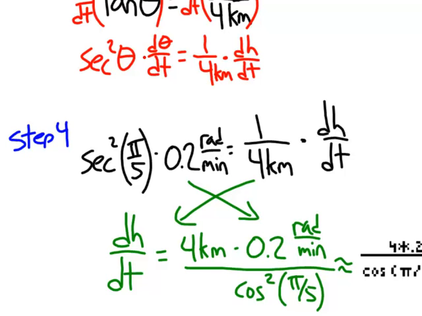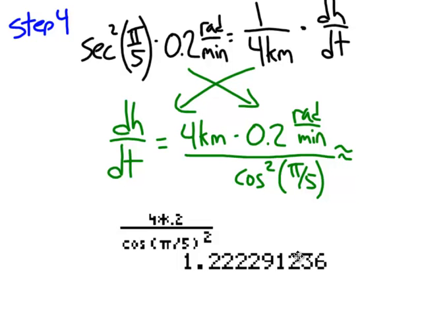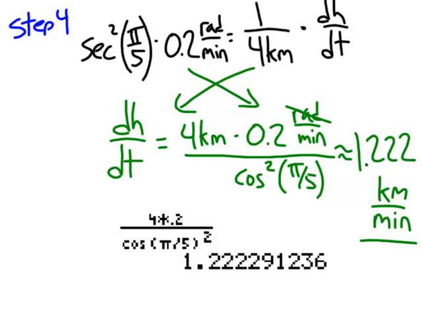And when we type that into the calculator, I've just done that ahead of time for time's sake. I see that 4 times 0.2 divided by cosine of pi over 5 squared, and notice how I typed that in here, is going to give us about 1.222. So we'll say 1.222. And when we look at the units, remember how I said radian was optional? It's because in situations like this, you basically just ignore the radians, and you see that we get kilometers per minute. Okay, so that's 1.222 kilometers per minute. We have determined how fast that balloon is rising. All right, fun stuff. Let's go on to the next one.